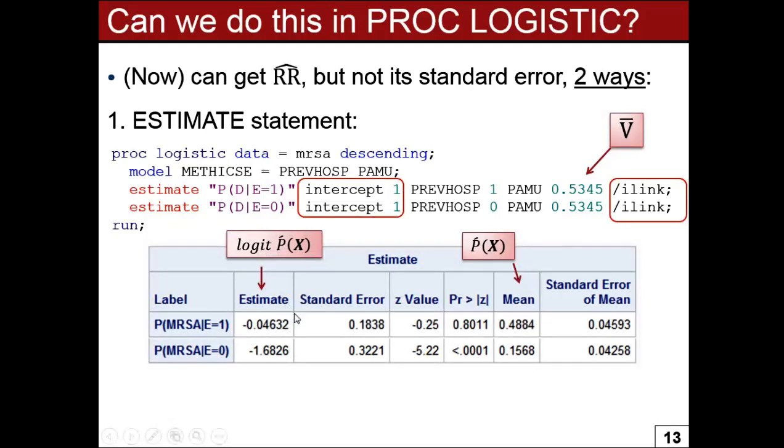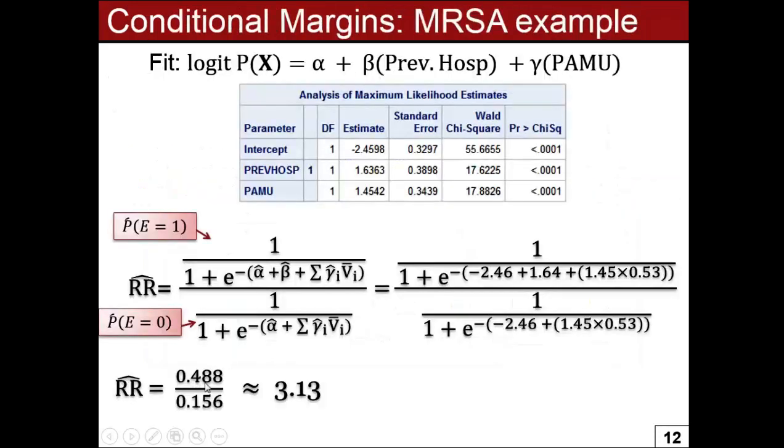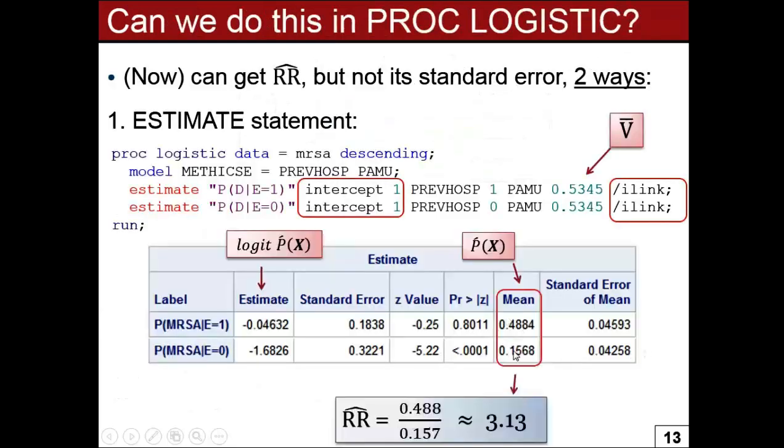Ta-da. It gives you this thing that says estimate. This is the logit scale result, and this is the iLink on the probability scale, 1 over 1 plus e to the minus. This is this 0.4884 over this, which by the way is exactly this. The thing we computed manually, it did it automatically, and you can just take the ratio and get 3.13.